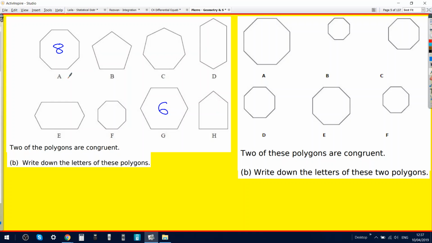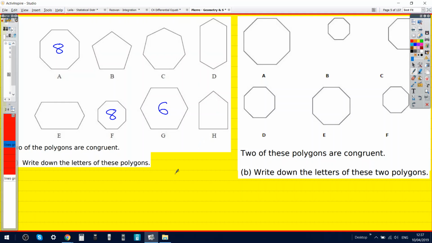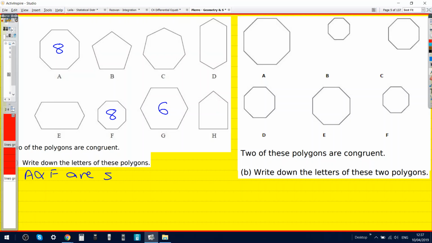Okay, so it'll be F. And what is it congruent with? 2, 3, 4, 5, 6, 7, 8. F is congruent with A. F is similar to A, but A is bigger. Oh, right. A is bigger. So is that not the right answer?